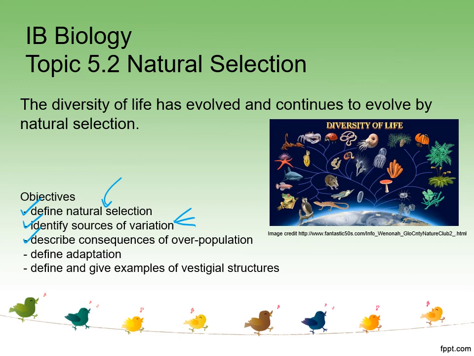We described the consequences of overpopulation. There is going to be a struggle for survival. Organisms with adaptations that make them better able to survive and have babies are going to do that. Then we also defined and gave some examples of vestigial structures, which are so cool. Good job today.